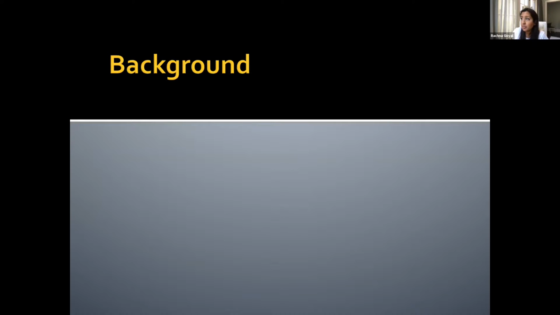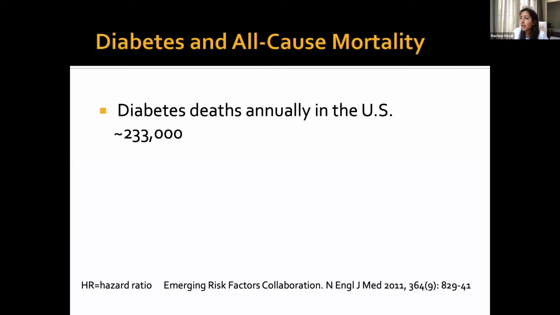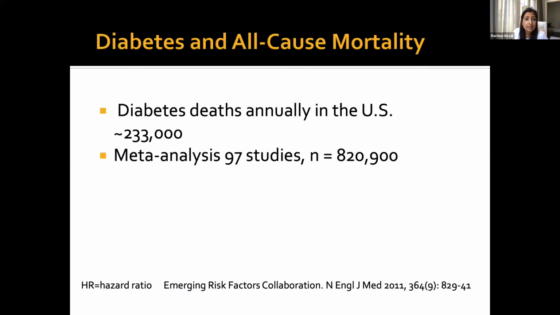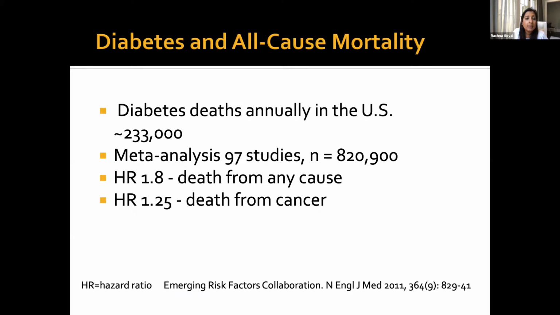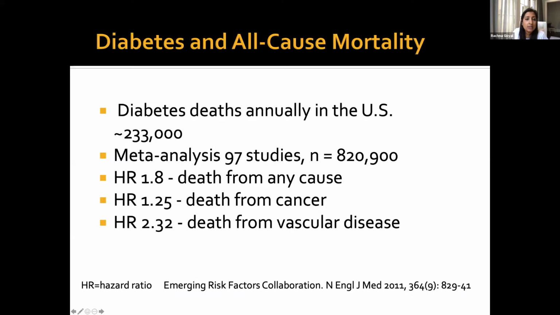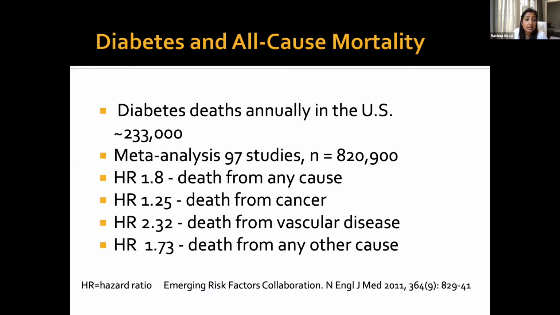So just a little bit of background. I always find this slide to be interesting. So there's approximately 233,000 deaths per year related to diabetes annually in the United States. And of those patients, approximately 1.8 are death from any cause, 1.25 is death from cancer, and 2.32 is death from vascular disease, and 1.73 is death from any other cause.